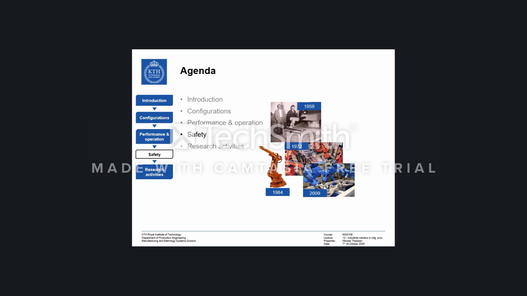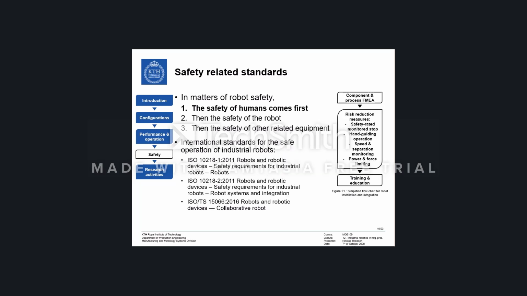Okay, let's discuss aspects related to the safe operation and installation of industrial manipulators. In matters of robot safety, one should consider that the safety of humans comes first, then the safety of the robot, then the safety of other related equipment.